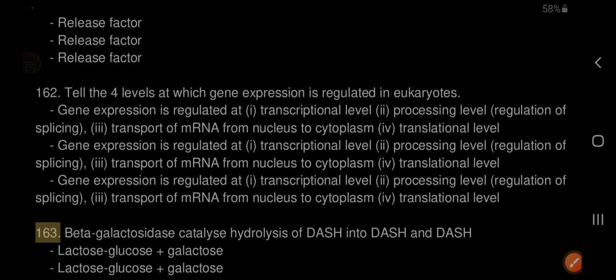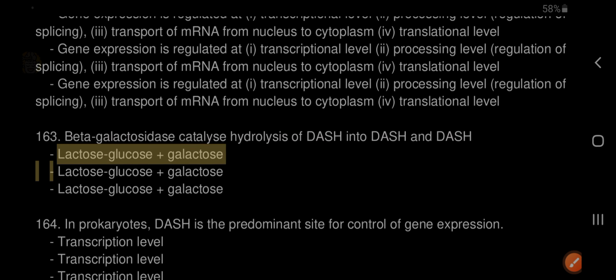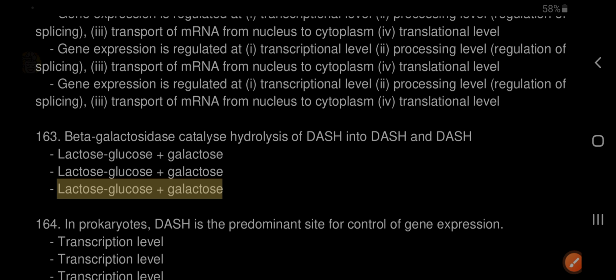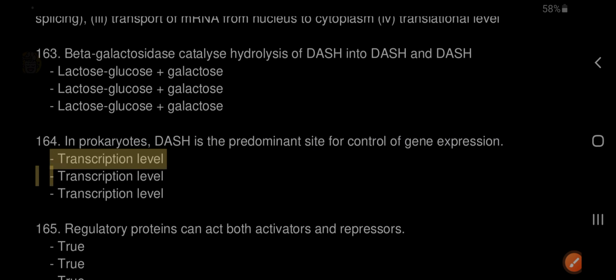163. Beta-galactosidase catalyzes hydrolysis of dash into dash and dash. Lactose into glucose plus galactose. 164. In prokaryotes, dash is the predominant site for control of gene expression. Transcription level.